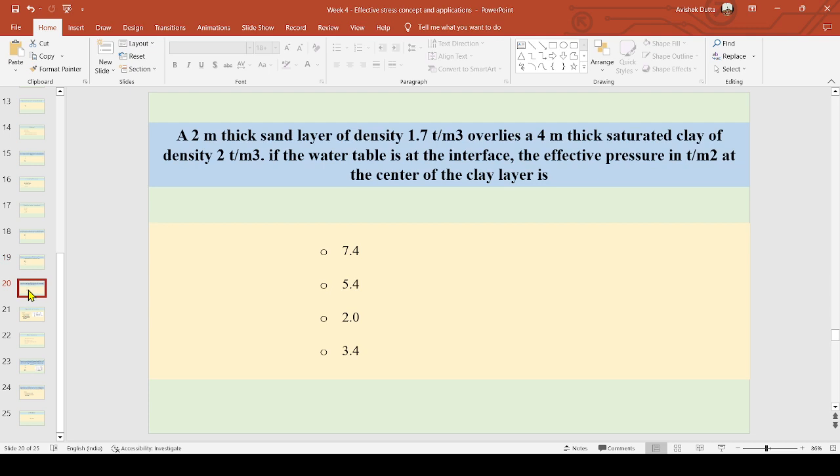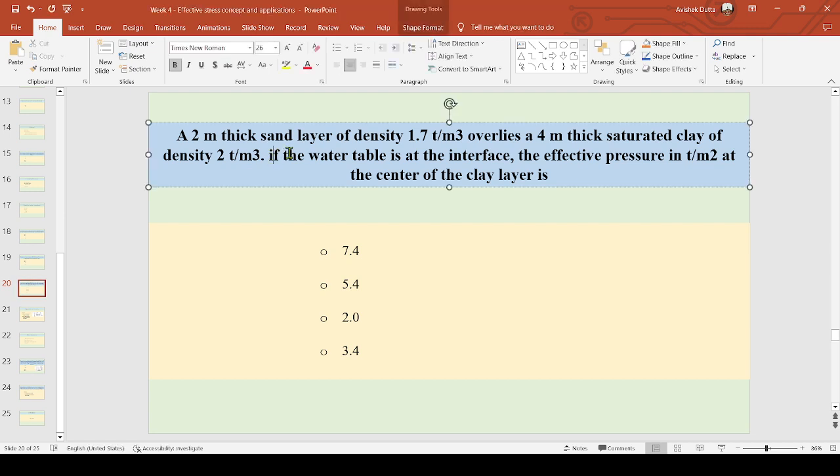A 2-meter thick sand layer of density 1.7 ton per meter cube overlies a 4-meter thick saturated clay of density 2 ton per meter cube. If the water table is at the interface, that is, at the interface of the two layers, sand and clay, the effective pressure in ton per meter square at the center of the clay layer is. So first there is a sand layer. The thickness is 2 meter and the density is being considered in ton per meter cube. So it is 1.7 ton per meter cube.